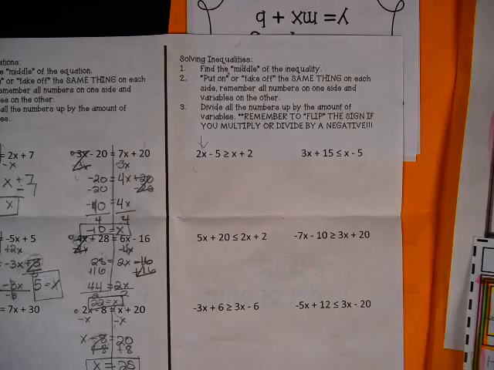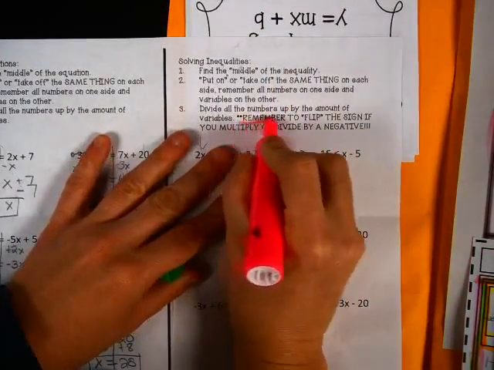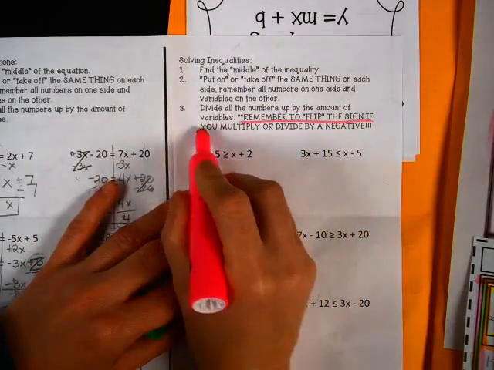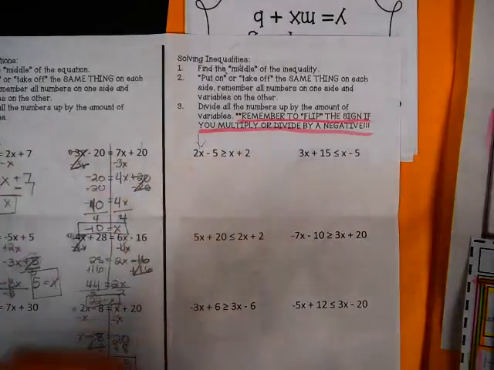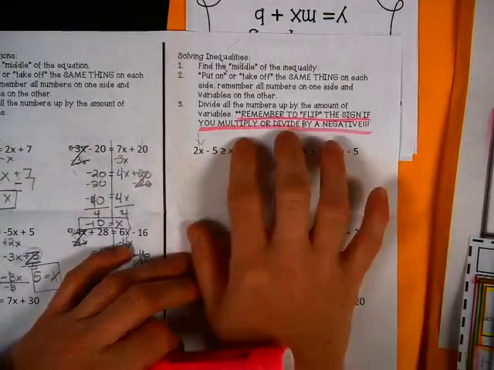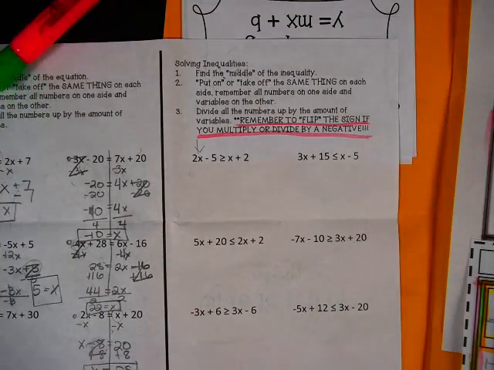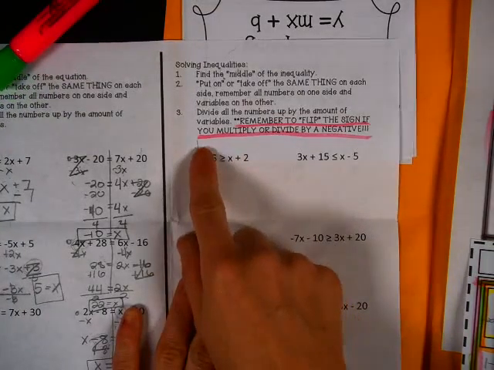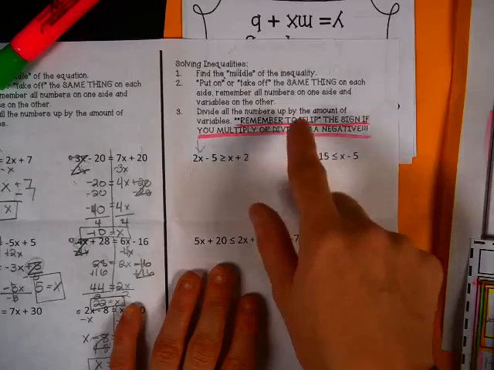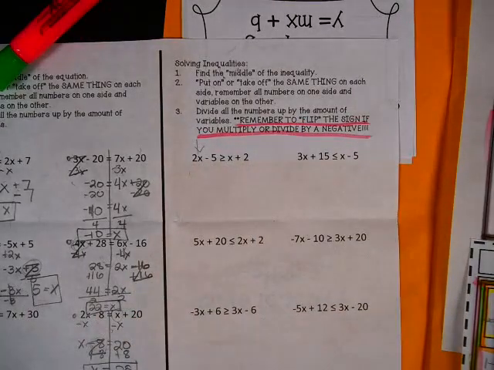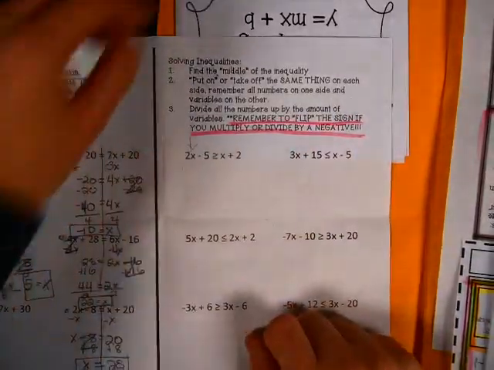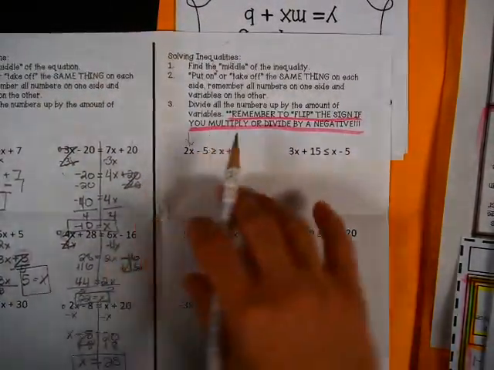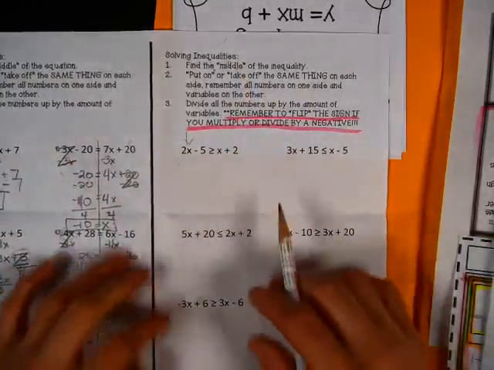However, there's one extra step, and it's right in here. It says, remember, you have to flip the sign if you divide or multiply by a negative number. Only multiply or divide. That's it. And so, when you flip a number across the inequality sign, you have to do the flip. Remember, in our notes, we had the flip-flop to help you remember that that's what you had to do. Okay. We're going to solve a couple of these, and then I'm going to have you solve a couple.